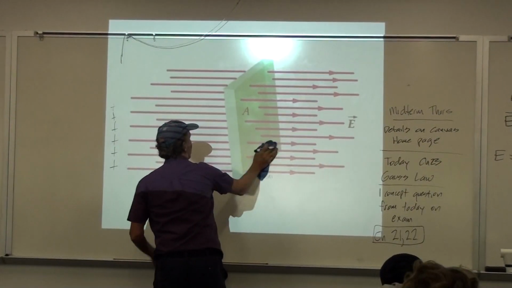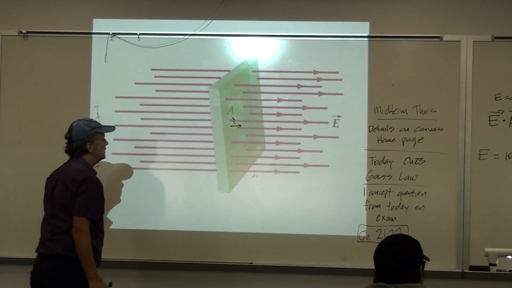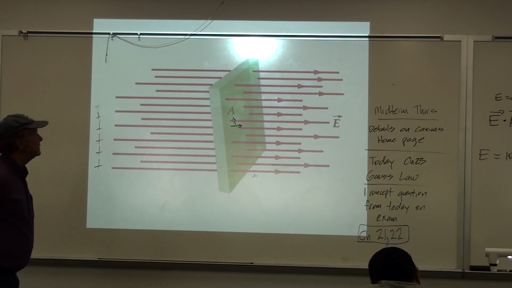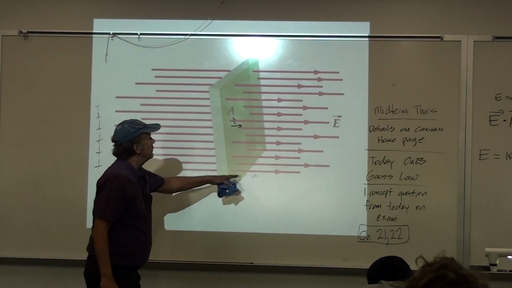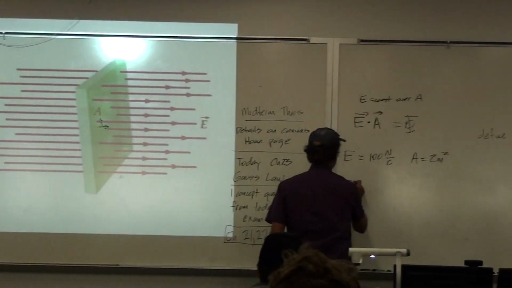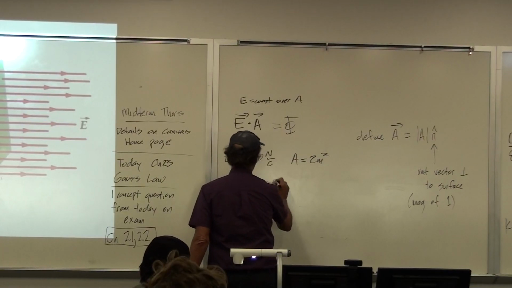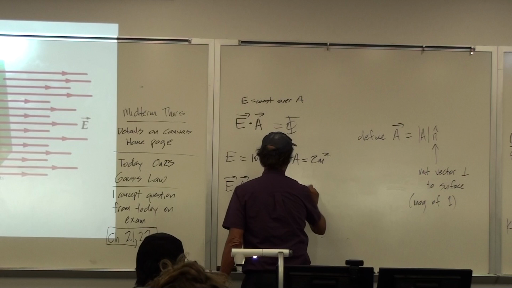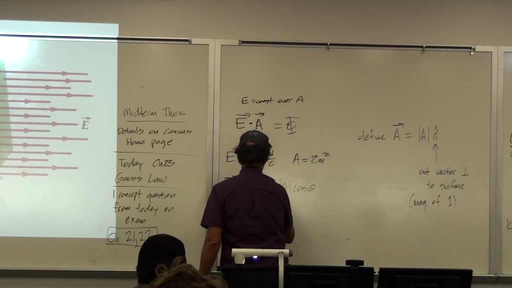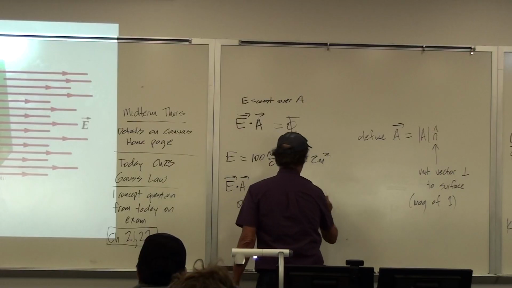So here, I can draw my unit normal, and we notice that in this case, it's in the same direction as the electric field. So what that tells us then is that for this orientation of the area, I have a maximum flux. And so our dot product, E dot A, is just equal to the magnitude of E times the magnitude of A times the cosine of theta, where theta is the angle between E and A.